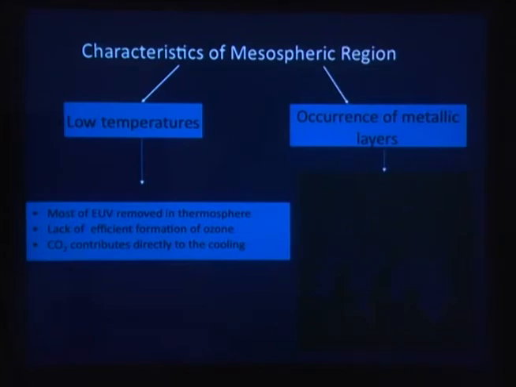And the other characteristic of the elemental region is the occurrence of metallic layers, and this actually shows the meteor input. So what causes the metallic layer? There are two important sources that deposit the metals, which is due to meteor input, and there are two sources of meteor input.